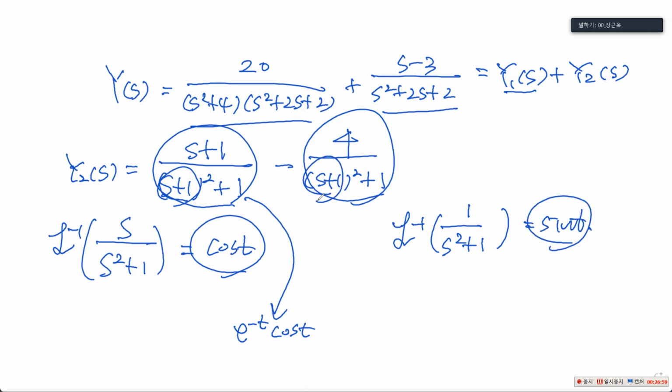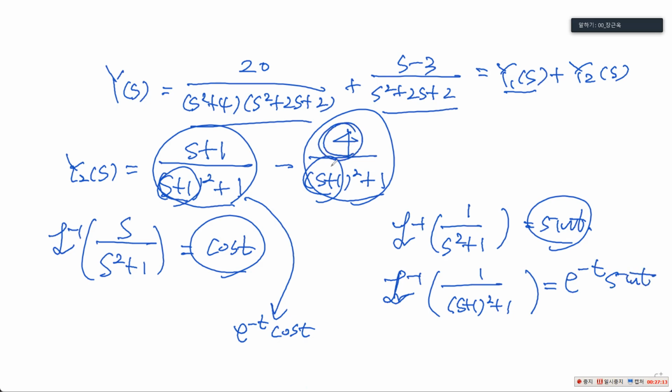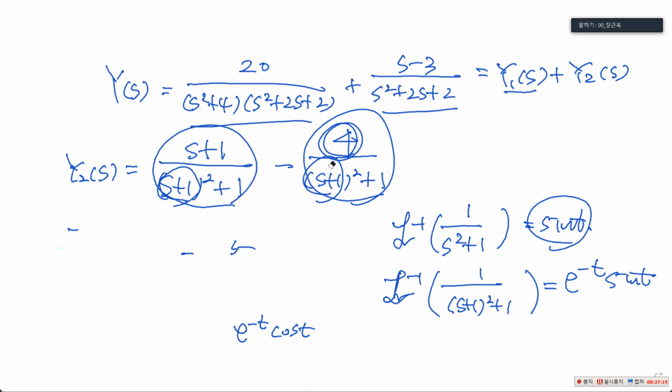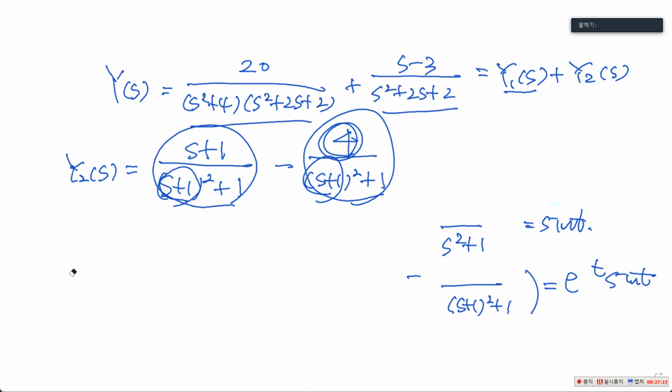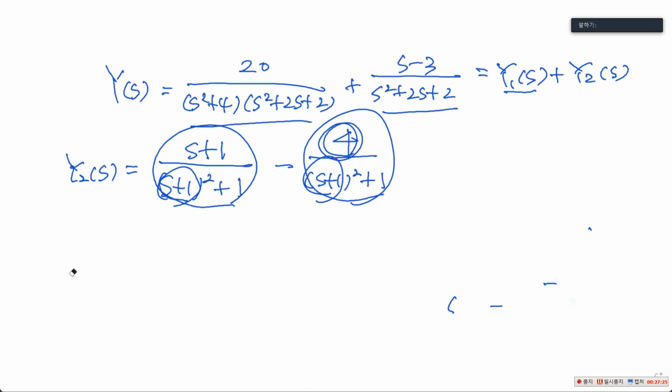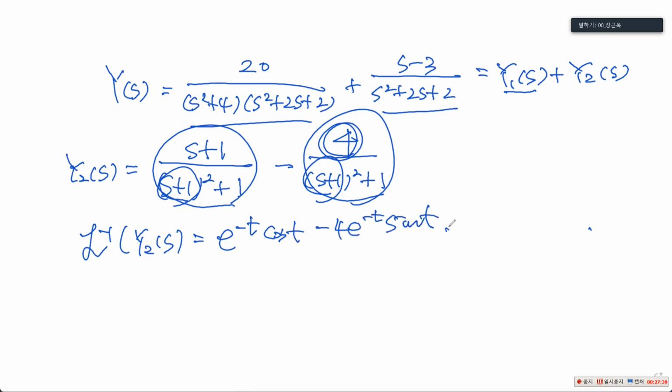By the shifting theorem, we can have e to the minus t sine t. And since 4 is multiplied, we can have that. Okay, now we have the inverse transformation of y2(s), which is nothing but e to the minus t cosine t minus 4 e to the minus t sine t. Okay?